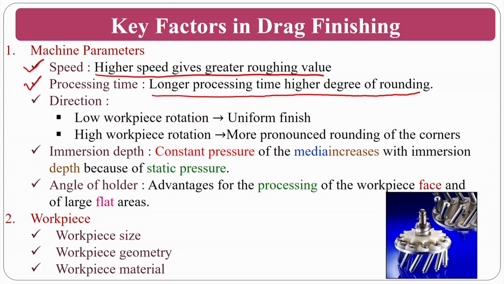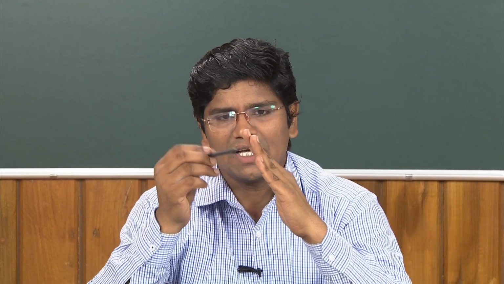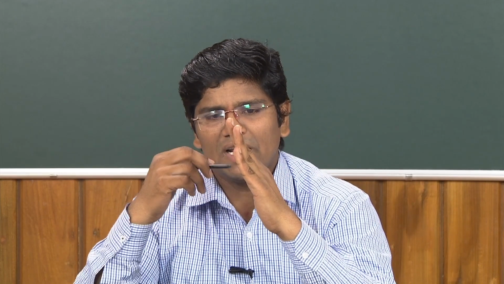And for the directions, with low workpiece rotation, normally you will get uniform surface finishing, and with high workpiece rotation, more pronounced rounding of the corners. If I use low workpiece rotation, then you will get a uniform surface roughness. If I go for high workpiece rotation, then the interaction at the edges, because the edge is sharp. If this is the edge, the surface area is very high here compared to the lower portion. The surface area, if I just do the sectioning, I am just explaining with one picture.